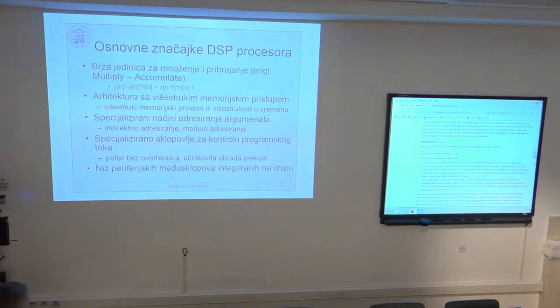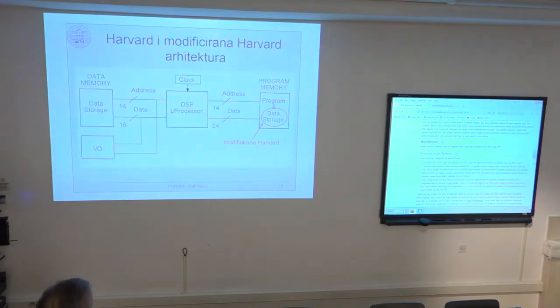And to achieve this kind of parallel data fetch for 2 arguments, I need 2 data spaces actually. And that was shown here. So I have this data storage. I can fetch 1 argument from this data storage, from data memory. But at the same time, I can use this program memory to fetch another data value.